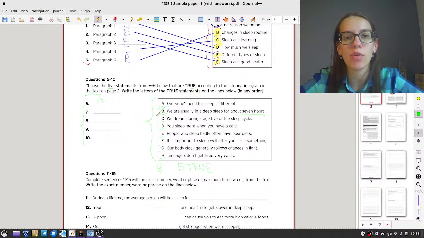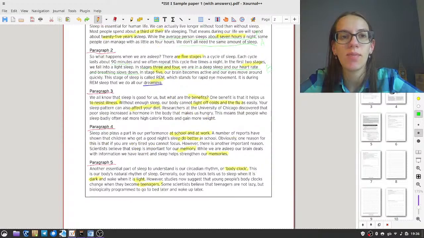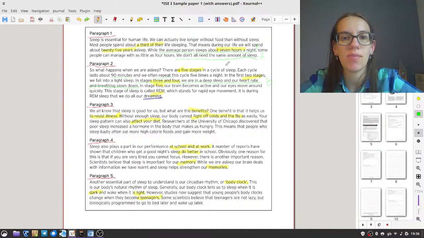So if we cross B out, it means we do not put it into our answers here. Yeah, because here we only put the true answers. They're the true statements. So statement C. We dream during stage 5 of the sleep cycle. Again, stages of sleep. Let's see.